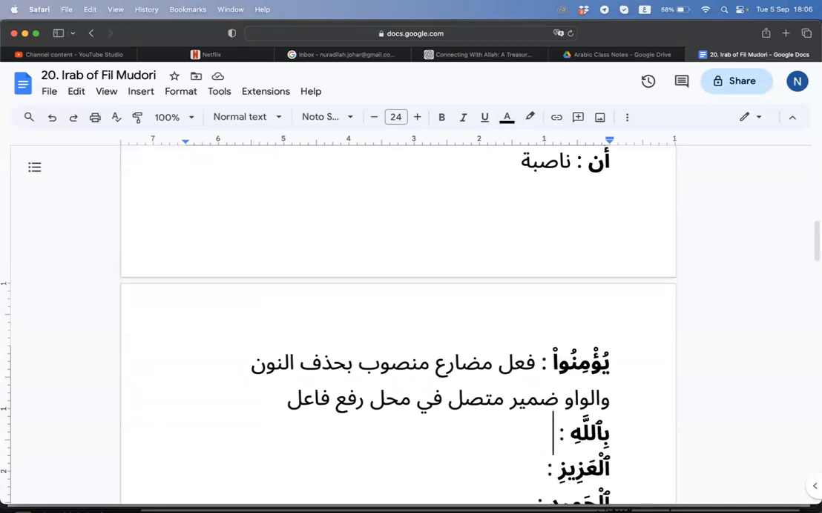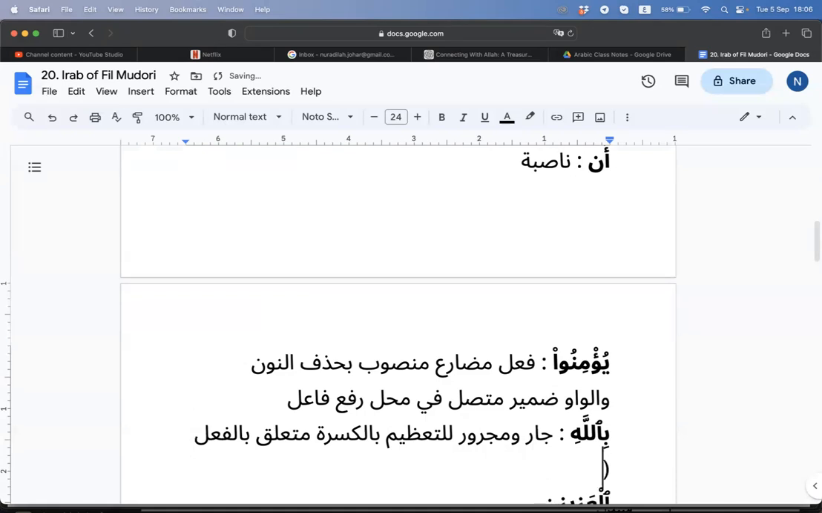Billah. So B is harf of jar. Lafzul jalala is majrur. Good. And what's the sign of the majrur? Bil kasrah. Yes. So it's for lafzul jalala, so we say lil ta'zim bil kasrah. And since it's jar wa majrur, it is muta'alliq to yu'minun, fi'il. Yu'minu. Good.